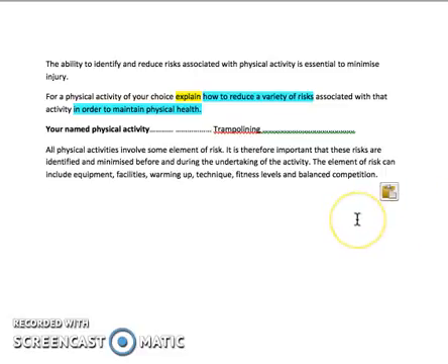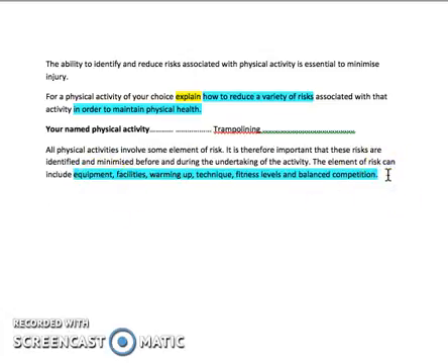Again, we've introduced here the first bit of the information. This first paragraph hopes to pick us up some marks, and it helps set the scene for our answer. And it says all physical activities involve some element of risk. It's therefore important that these risks are identified and minimised before and during the undertaking of the activity. The element of risk can include equipment, facilities, warm-up, technique, fitness levels, and balanced competitions. Now, if you've been revising hard, you should recognise this, because these are those key bits of knowledge, the key terminology that we need to include in this answer.